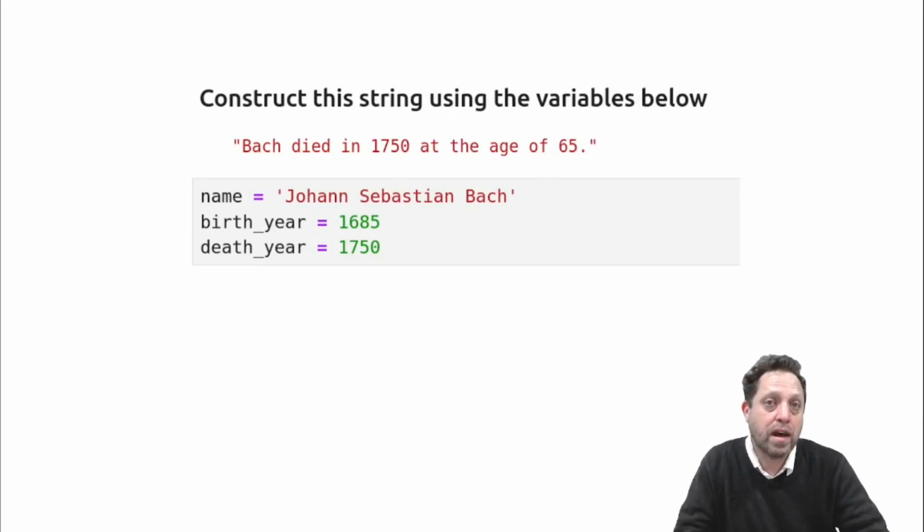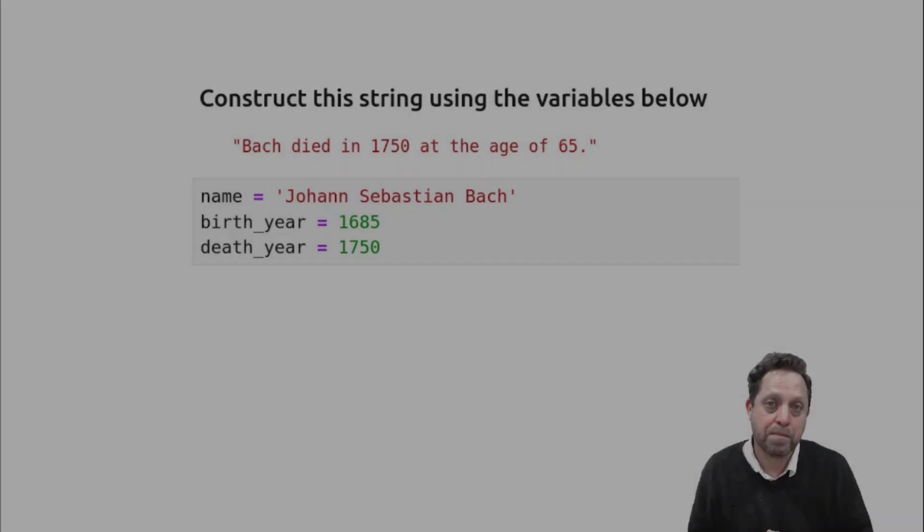To get us started, I'd like you to try this exercise. So construct this string using the variables below. Bach died in 1750 at the age of 65. That's the string. And the variables are a name, Johann Sebastian Bach, his birth year, 1685, and the death year, 1750. Now, I'd like you to try to do this using only the tools from the previous video. So pause the video now, try it out, and then continue once you're done.